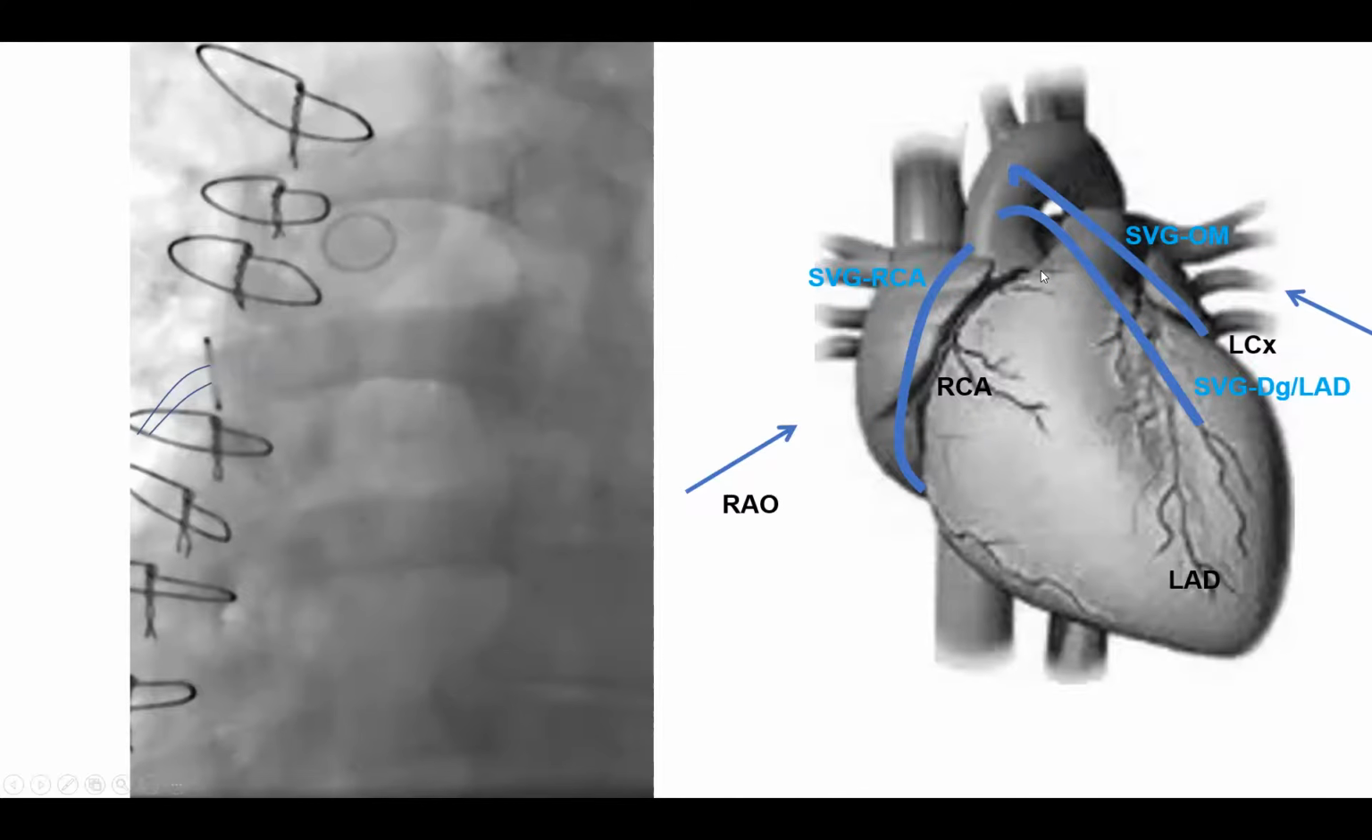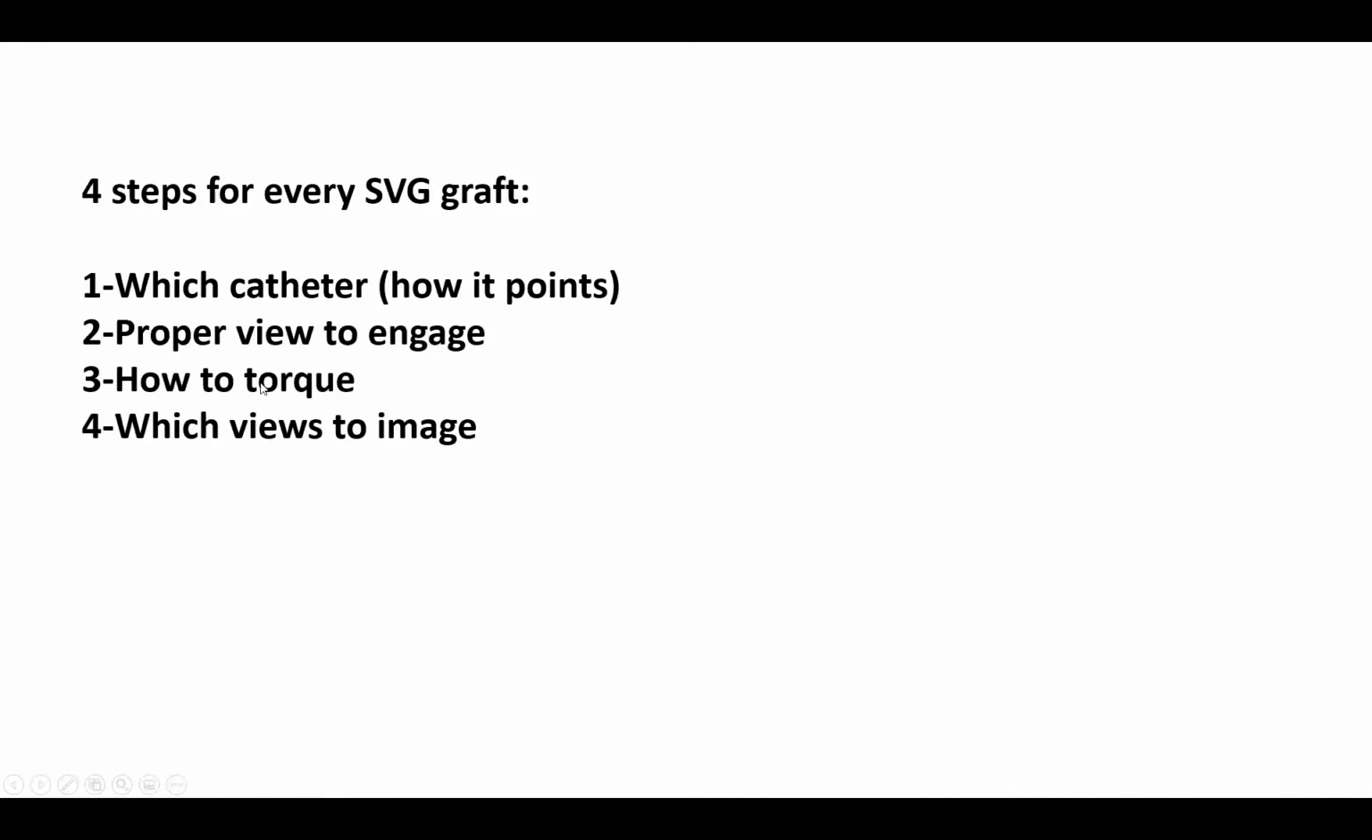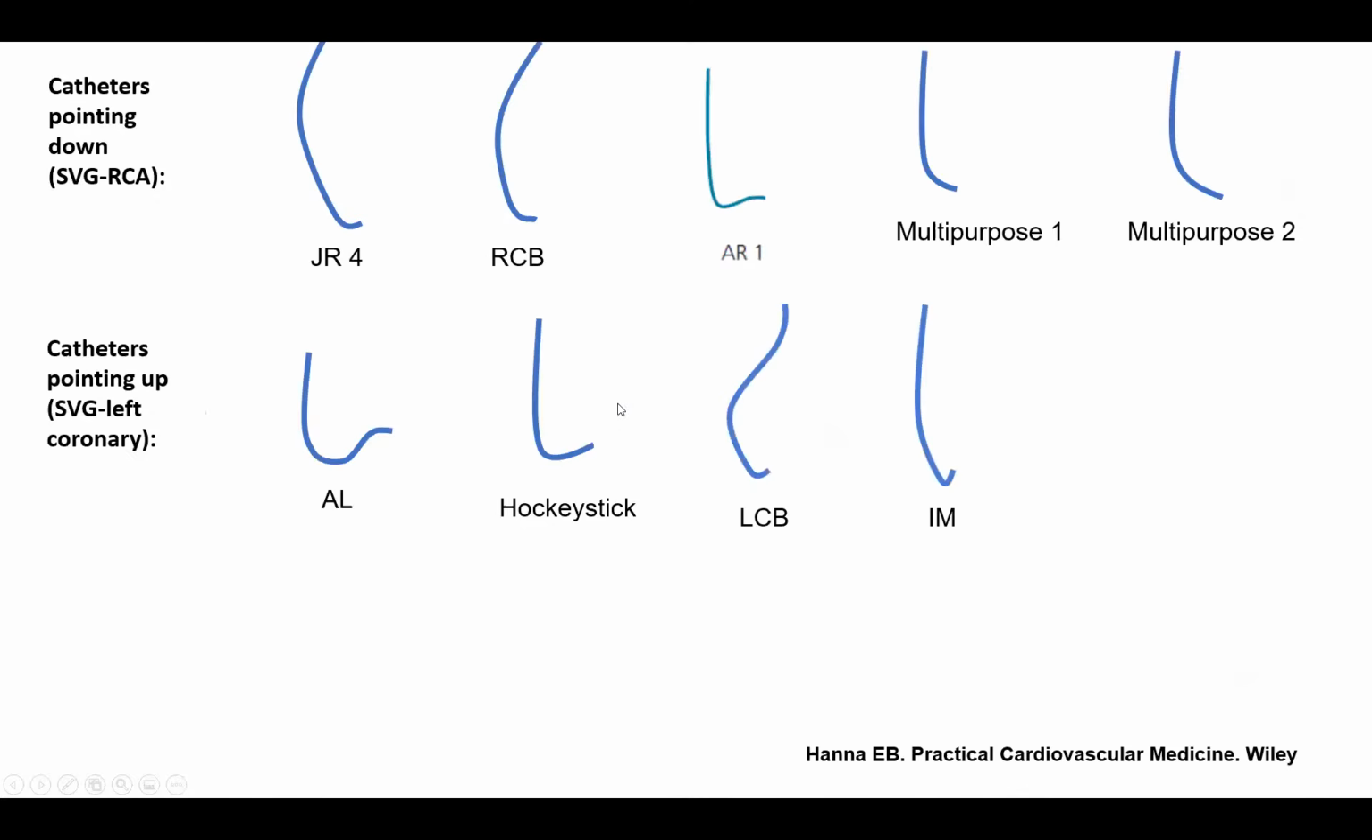Now, what catheter? I discussed we need a catheter that points down. And here you need to know what catheters point down. So which catheter, which view? Those are the catheters that point down. Most importantly, I find for a vein graft to the right that points very much down, I like multipurpose 1 typically. You can use AR or what you call RCB, right coronary bypass graft. Do not use a GR4. So RCB, AR1, but most important, if you remember one, it's multipurpose catheter.